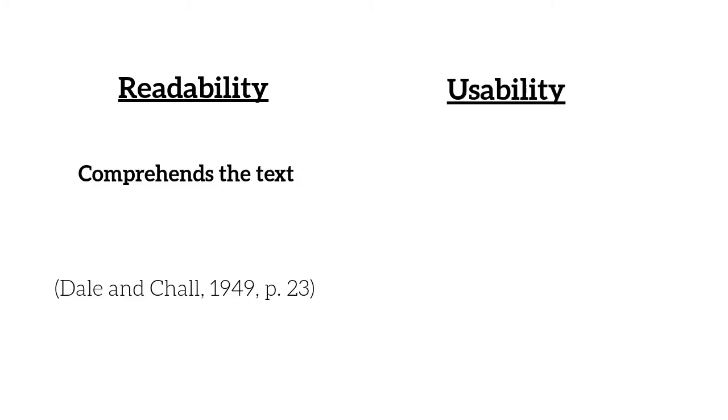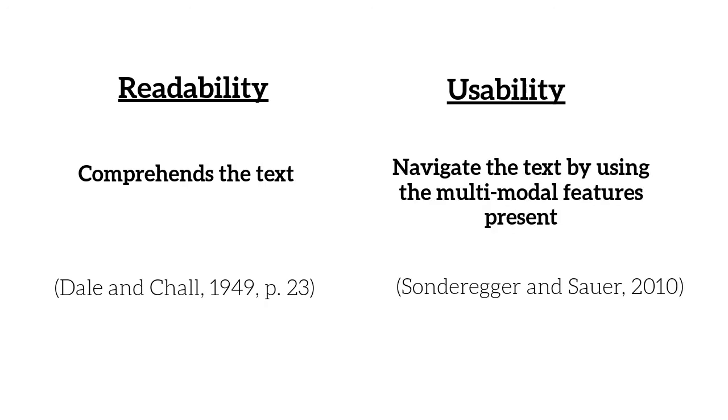Despite areas of overlap, readability can refer to how the reader comprehends the text, and usability relates to how effectively a reader can navigate the text by using the multimodal features present.